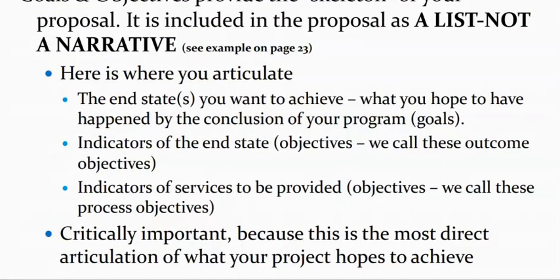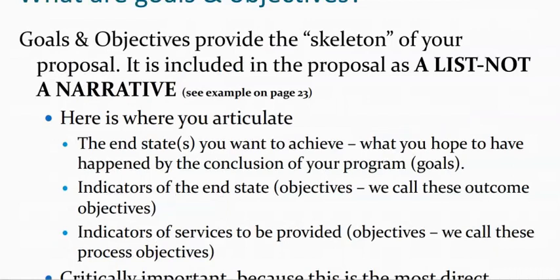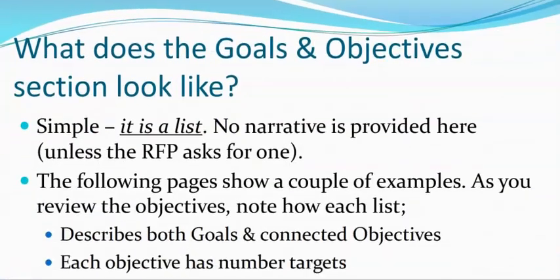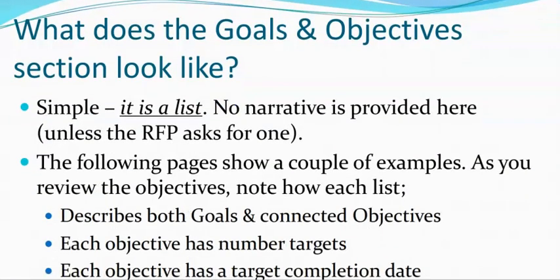Goals and objectives are part of that to-do list. So here you articulate the end states you want to achieve, what you hope to have happened by the conclusion of your program, indicators of the end state, and indicators of services to be provided. Critically important, this is the most direct articulation of what your project hopes to achieve. So what do goals and objectives look like in the proposal section?